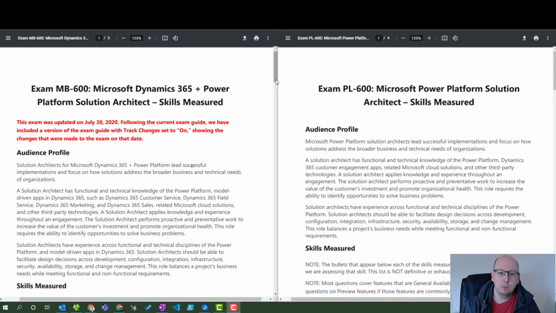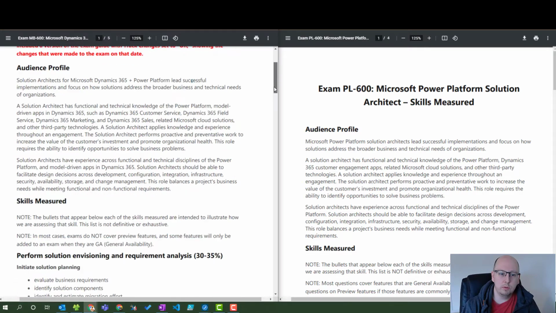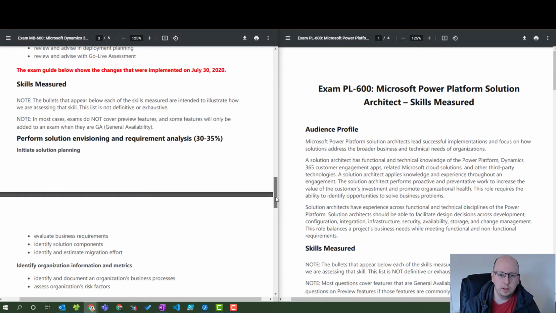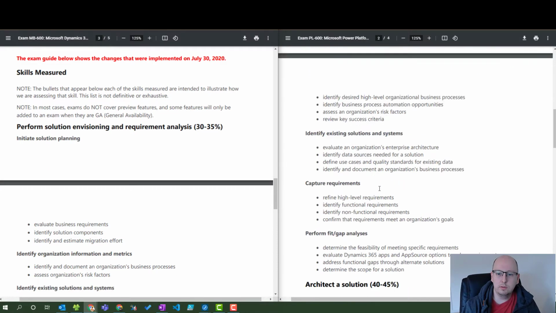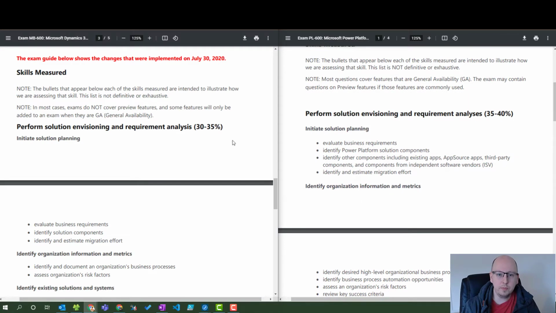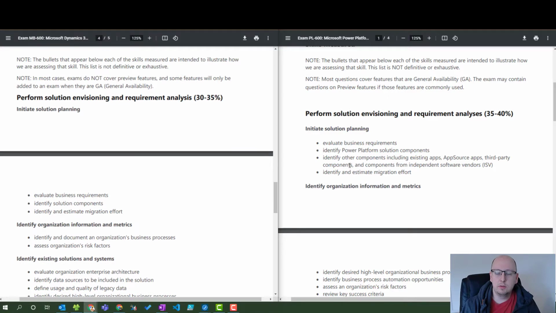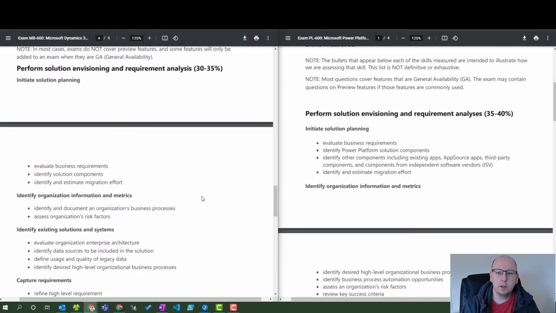The MB600 was updated in July, so I'm going to scroll down until we get to the updated skills measured, which is down here, and we'll scroll down until we get to the skills measured here. One thing I did notice when I was comparing these two exams is that they're very similar in terms of the skills measured. So the first section, perform solution envisioning and requirement analysis, is essentially the same thing in the PL-600 exam, but it's weighted a little bit more, so it's 35 to 40 instead of 30 to 35. But a lot of the skills are the same.